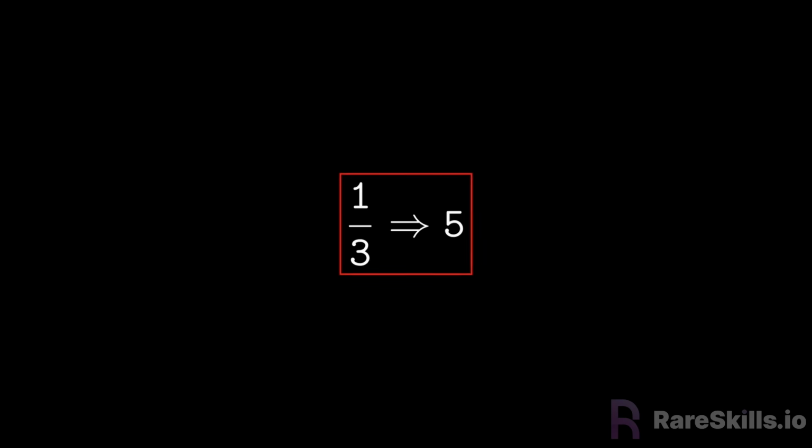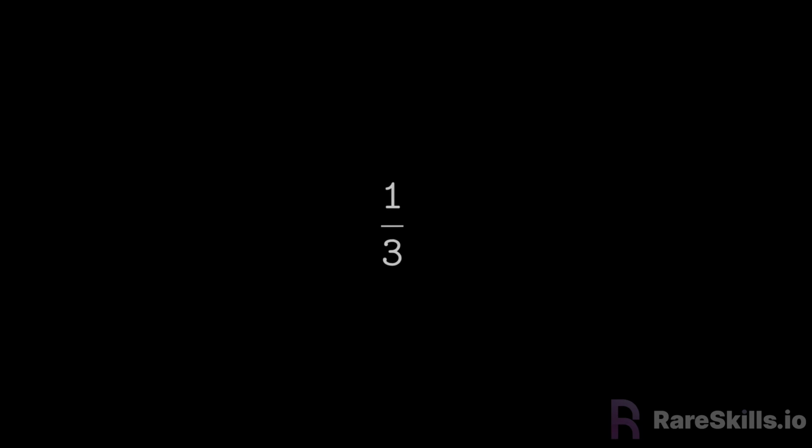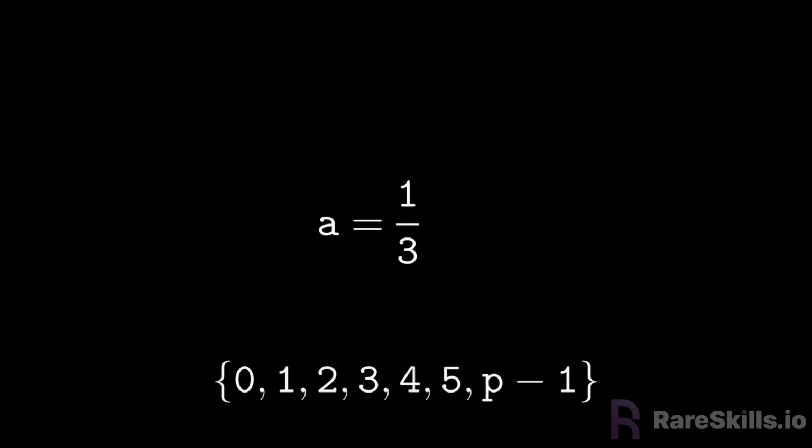Perhaps you are still wondering why we mapped 1/3 to 5. Let's look at it from this angle. Let us represent 1/3 by a. Doing this means we have a plus a plus a is equal to 1, which implies that a is equal to 1/3, but in our set of numbers, 1/3 does not exist.